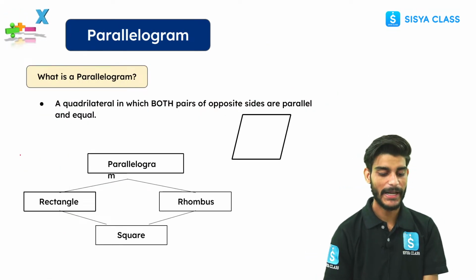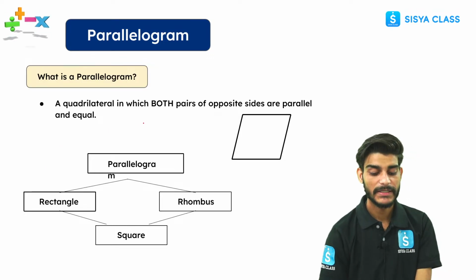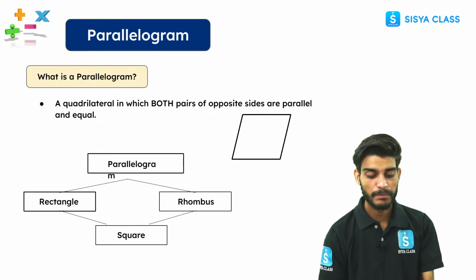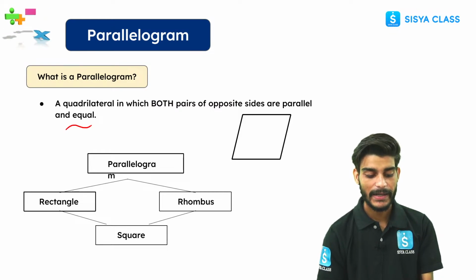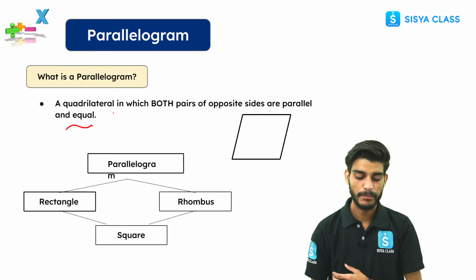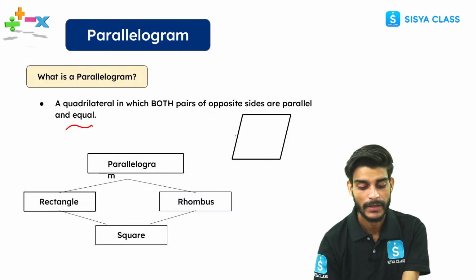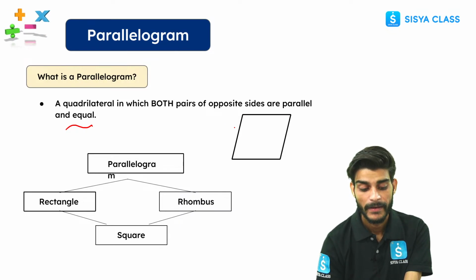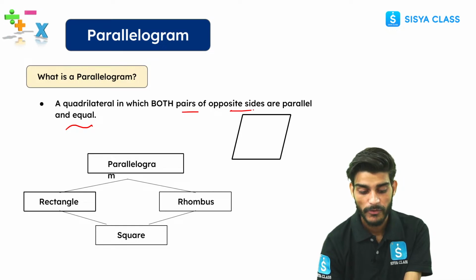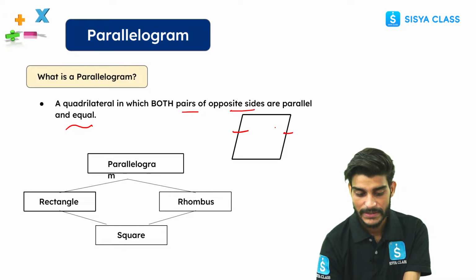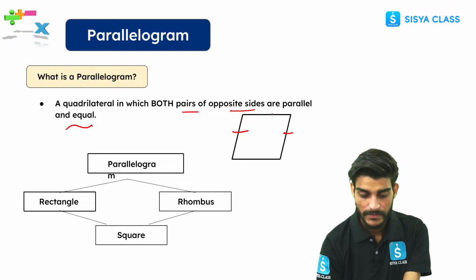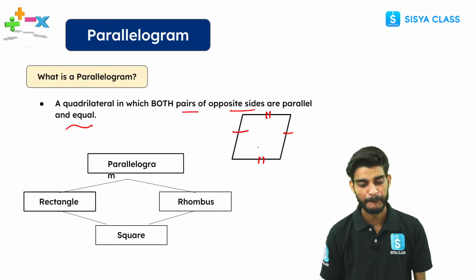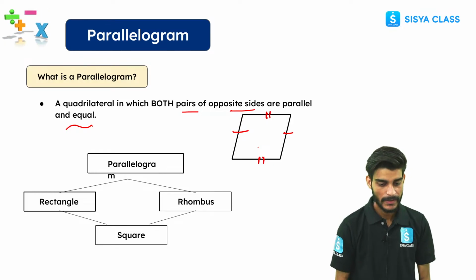Now let's move on to the parallelogram. A parallelogram is basically a special type of quadrilateral in which both pairs of opposite sides are parallel and equal. Here both pairs are parallel and equal. This is a parallelogram when, first of all, the opposite sides are equal and they are parallel. Then it is a parallelogram.